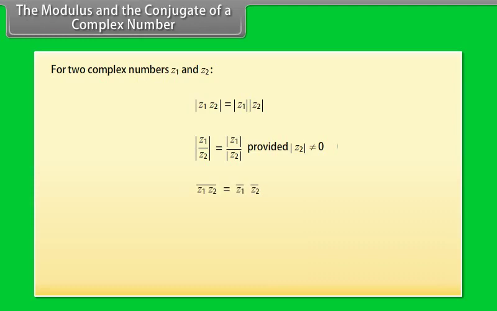Complex conjugate of product of z1 and z2 is equal to complex conjugate of z1 into complex conjugate of z2. Complex conjugate of z1 plus or minus z2 is equal to complex conjugate of z1 plus or minus complex conjugate of z2. Complex conjugate of z1 by z2 is equal to complex conjugate of z1 by complex conjugate of z2, provided z2 not equals to 0.